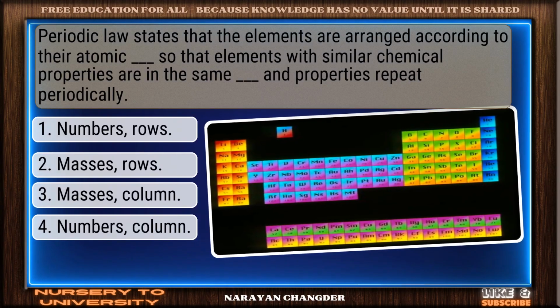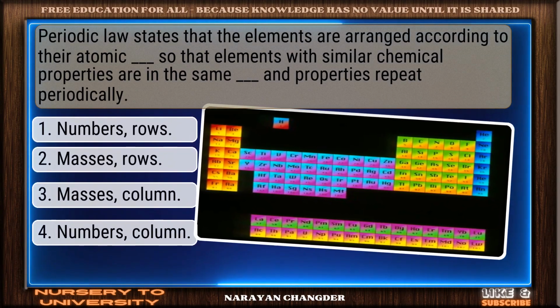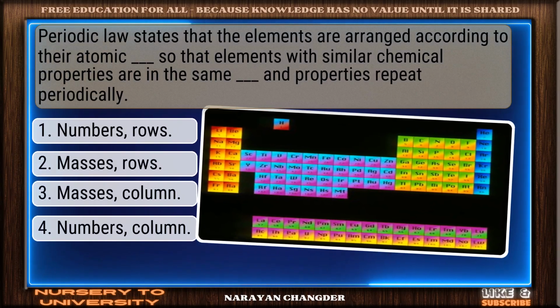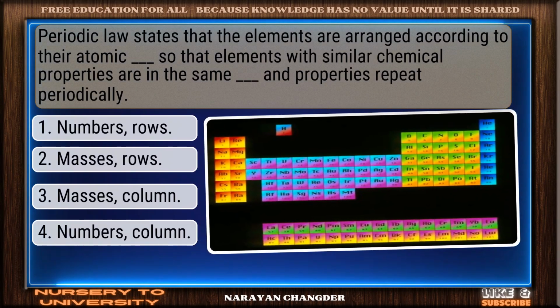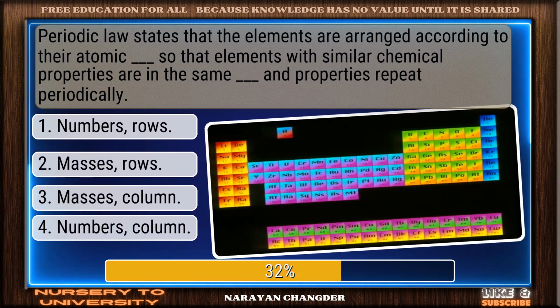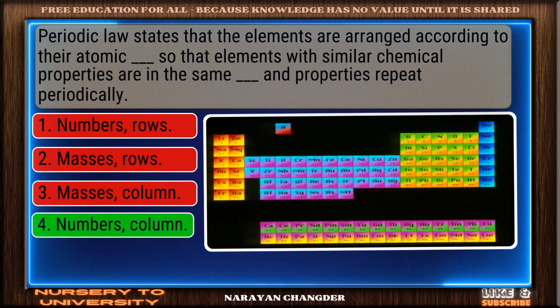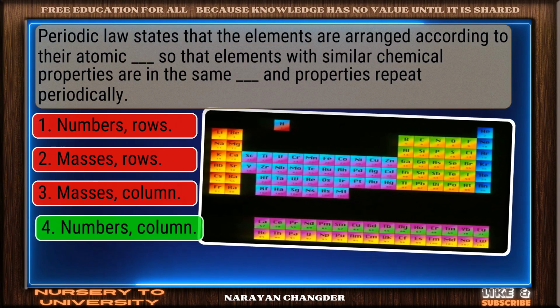Periodic law states that the elements are arranged according to their atomic dash, so that elements with similar chemical properties are in the same dash and properties repeat periodically. Nice selection. Numbers, column is correct.